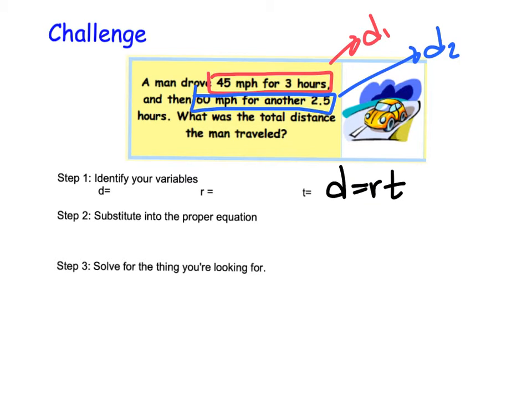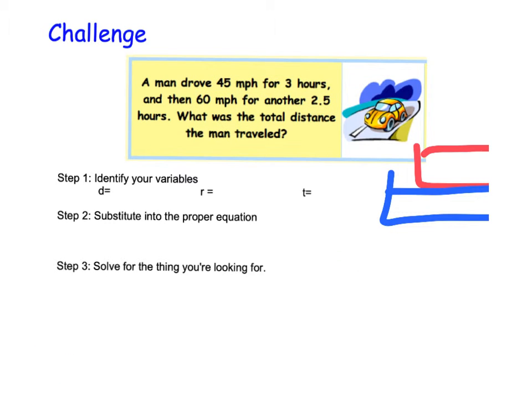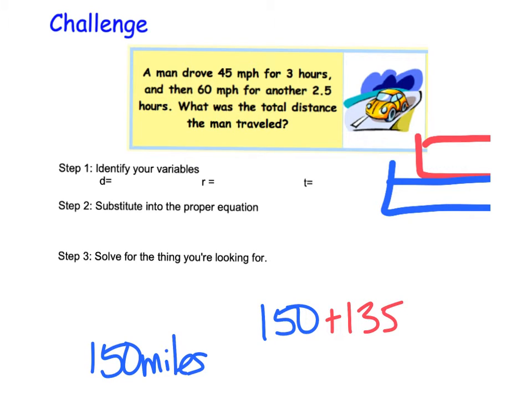So for the first scenario in red, he went 45 miles per hour for 3 hours. So that distance is 135 miles. Then, I'll do it over here, the one in blue, he went 60 miles an hour for 2.5 hours. And so when you multiply that out, you'll get 150 miles there. So then you're going to take the two numbers and add them together to come up with a total distance of 285 miles.